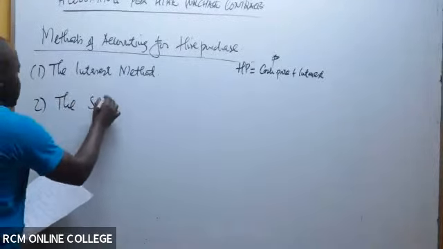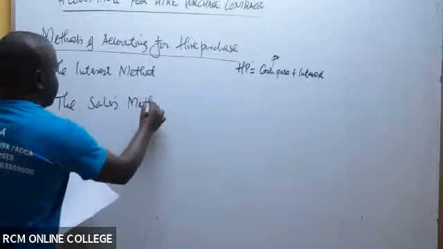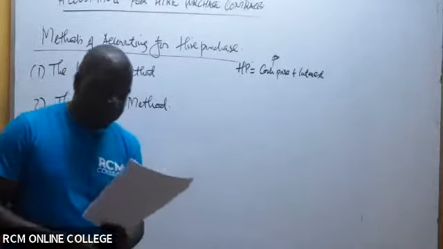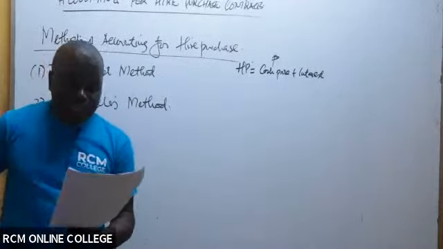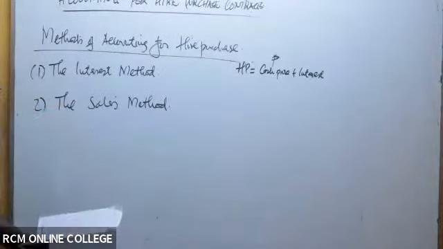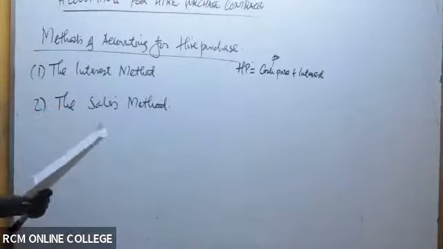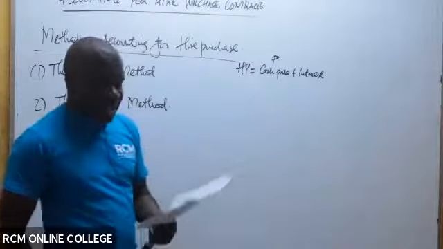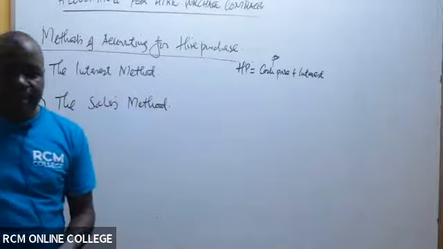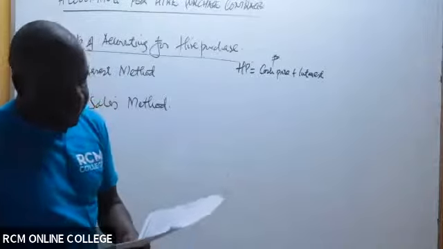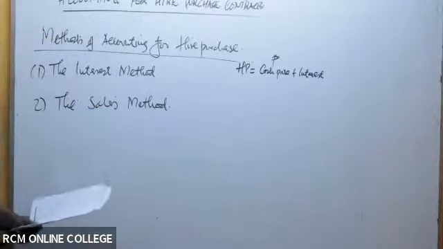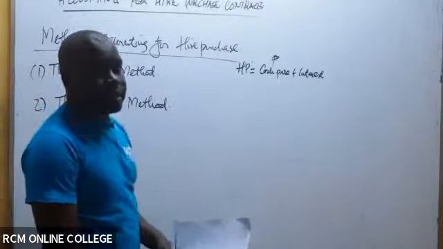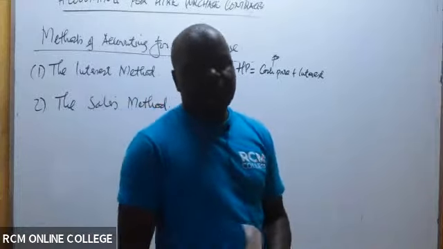So method number two, the sales method. Just write this about the sales method. You say, under this method, sales are recognized at hire purchase price.